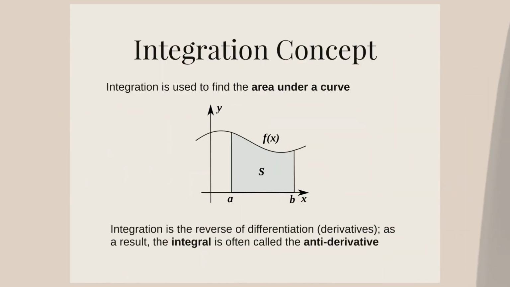Integration is used to find the area under the curve. This is actually going to be the reverse process of differentiation, which is derivatives. As a result, integrals are often called the antiderivative. So instead of finding the slope of the curve, the integral is going to find the area under the curve. This is a little bit different, and it's not immediately intuitive how this could reverse the derivative.